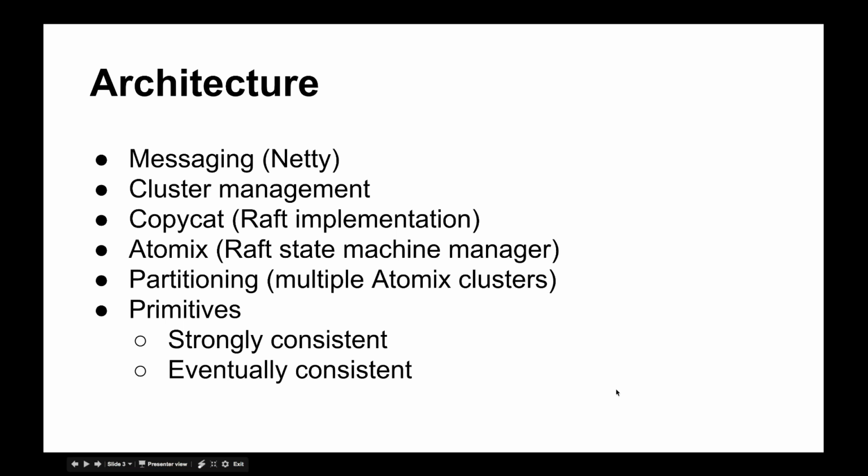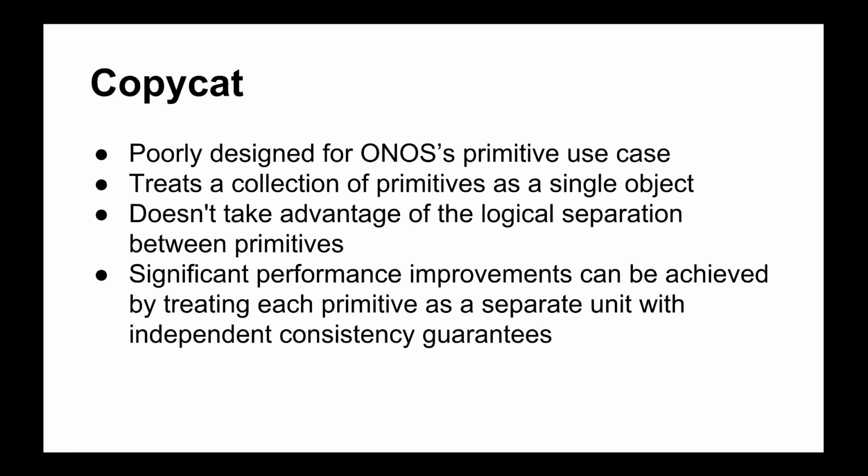So first, Copycat. What I found over the last couple of months of debugging various HA issues, just spending tons of time inside of debug logs and things like that, is that there's a fundamental design flaw in Copycat, at least as it pertains to the concept of primitives and partitioning on top of it. The problem is that Copycat really treats everything that interacts with it as a single application. So whether you create one primitive or 1,000 primitives, it manages consistency for all of them as if it's a single object. And that's extremely limiting in terms of performance.